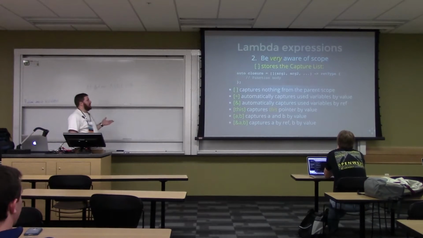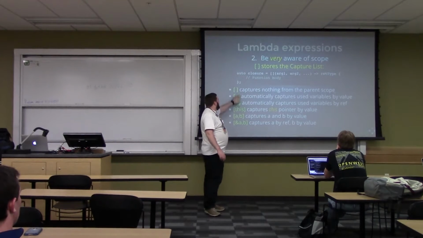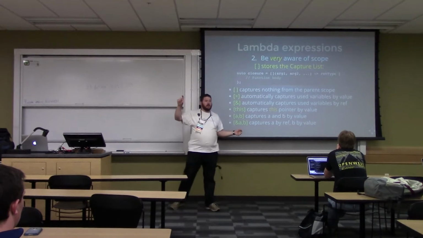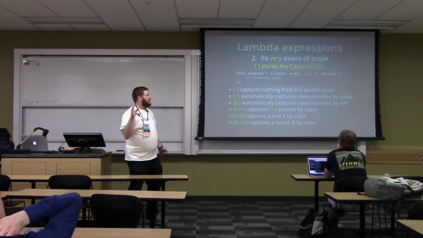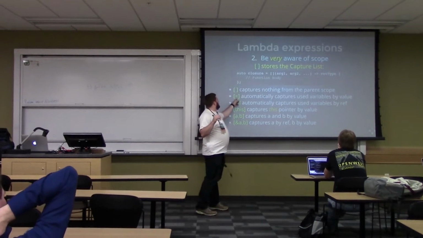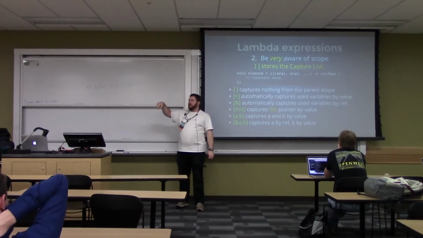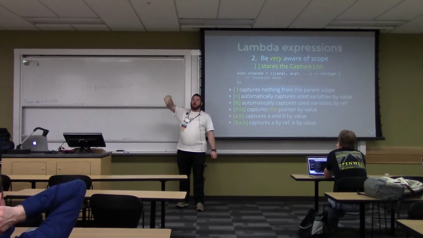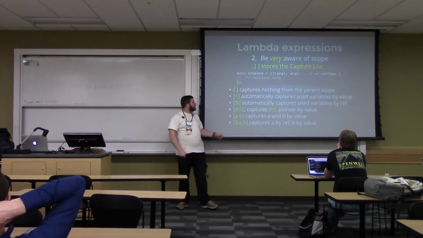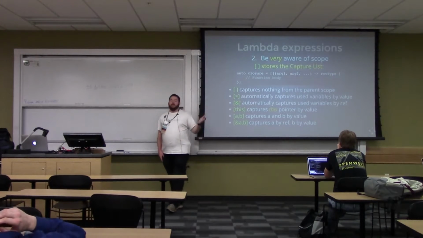So let's look at the capture list. Open close brackets store the capture list. If you have nothing, an empty bracket pair, it does not capture anything. So it's a closure with no data. Okay? If you do equals, when it compiles, it will look and find all of the variables that you've used inside that exist in the parent scope that you created it in, and it will copy them all by value into that closure. You use ampersand, it will automatically capture all of the variables the same way, by reference.